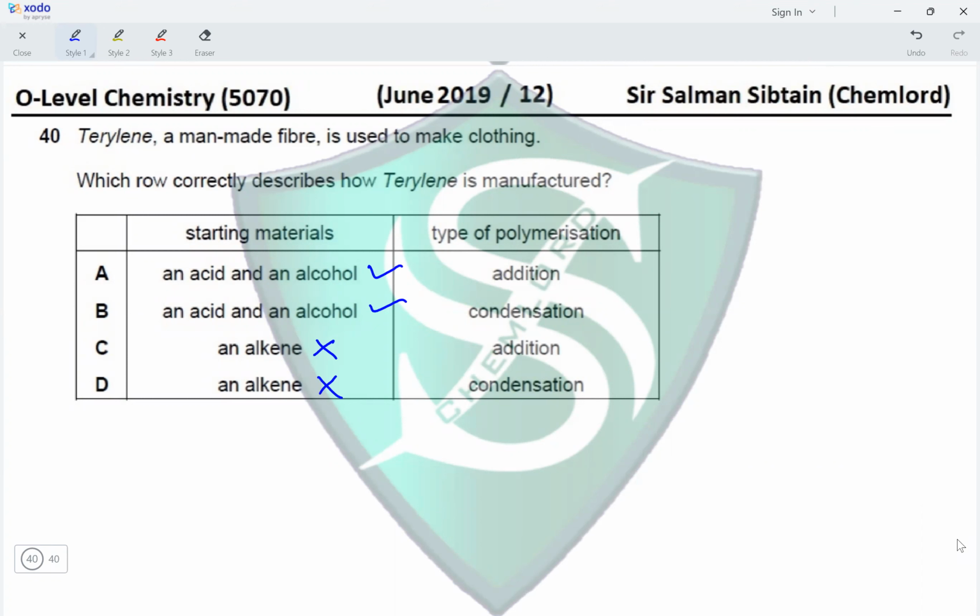And then the type of polymerization. So polyester formation is condensation polymerization. Option A states addition, making it incorrect. Option B states condensation, making it correct. Therefore, option B is the correct option for this question.